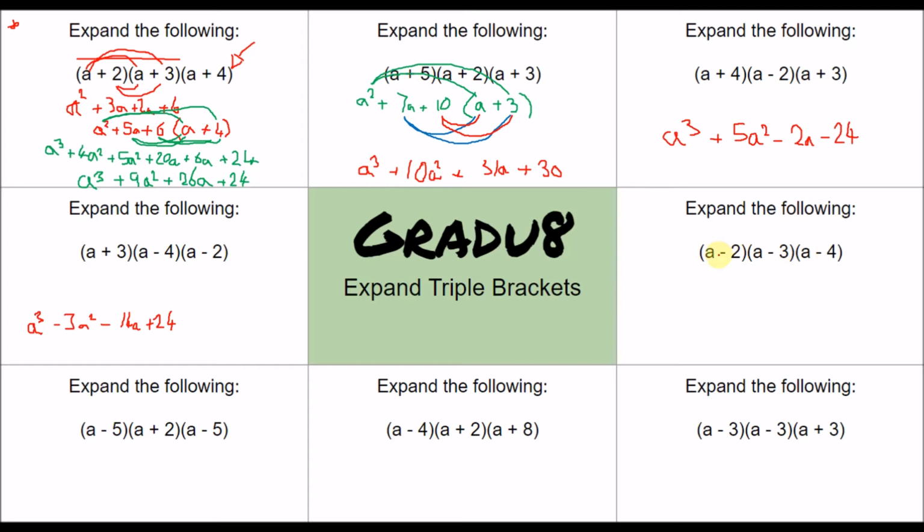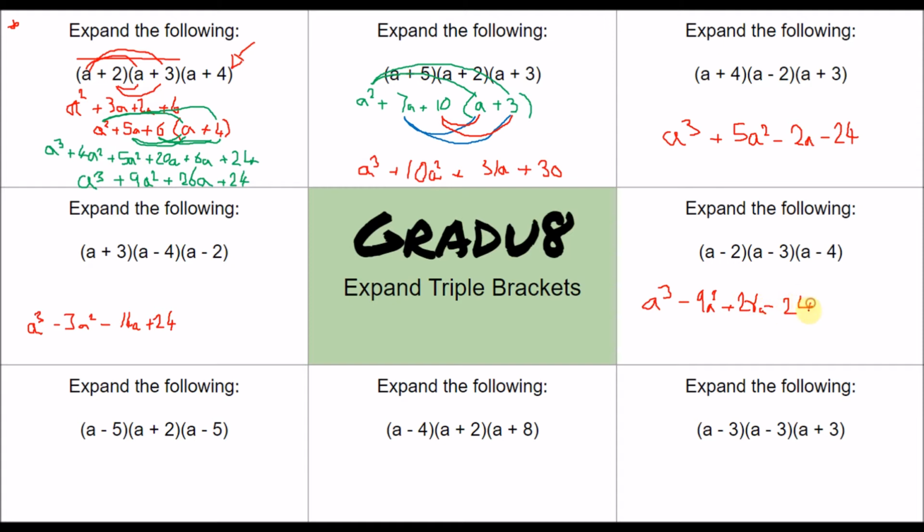When we go through this one over here, then you've got negatives going all the way along. So just make sure when you expand them out, then you can work through them perfectly. So for this one, you're going to have a to the power of 3 minus 9a squared plus 26a minus 24. That's a 26a in there, minus 24.